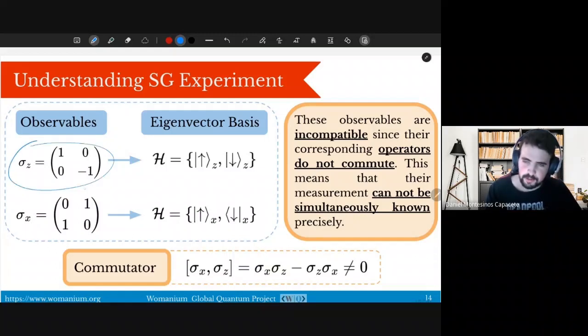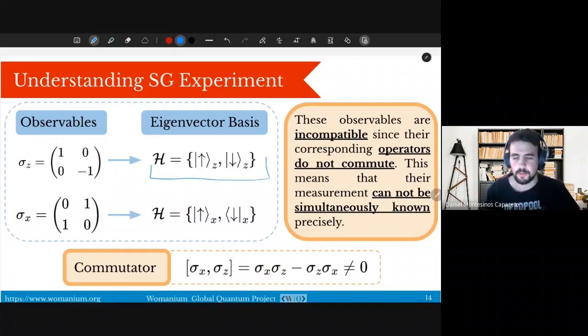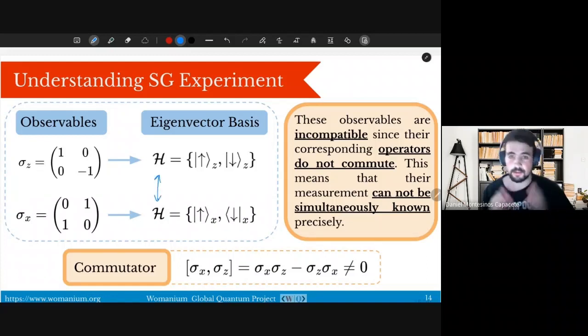So the sigma z is going to be for the up and down state in the z direction. The Hilbert space is the same, but the corresponding eigenvectors are these. And I also have the sigma x operator that is going to be the up and down state in the x direction, let's say. This is the very same Hilbert space, right? Because the space is the same, the spin space, if you want, but using a different basis.